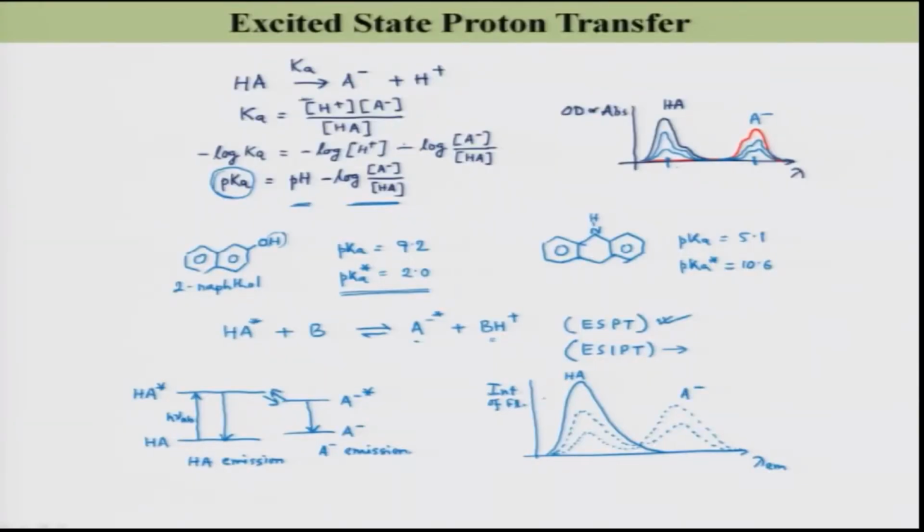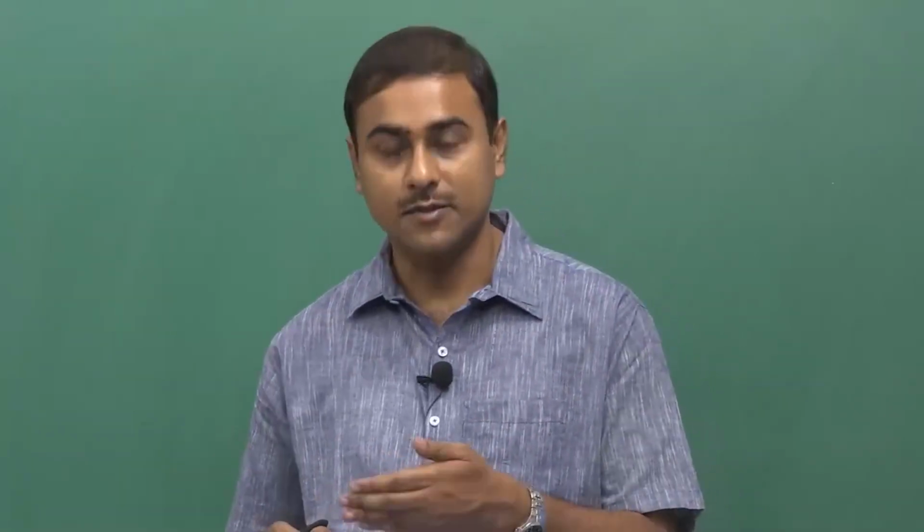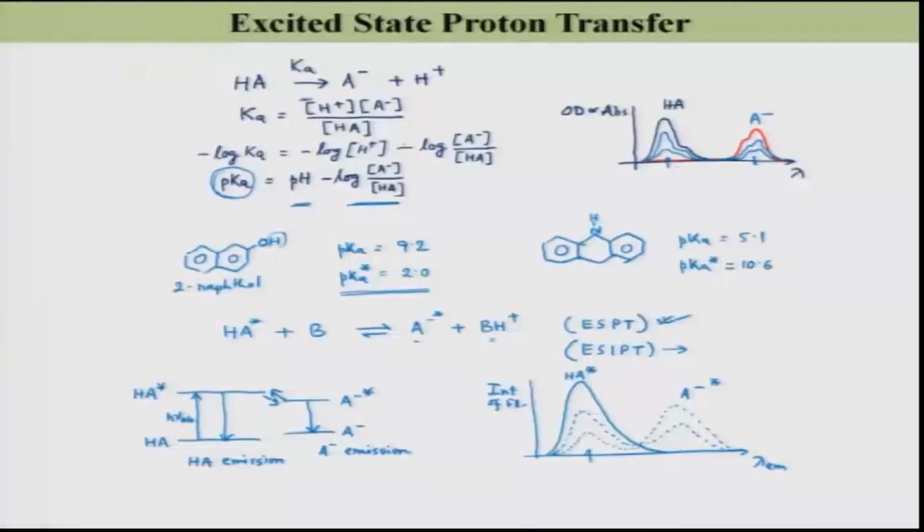Right, in the excited state, I should write here star. So, this is A minus star. Fluorescence intensity is more, that means the number of A minus star is more; fluorescence intensity less means the number of A minus star in that solution is less. Similarly, if the fluorescence intensity of this band is more, it means the number of HA star is more, and vice versa.